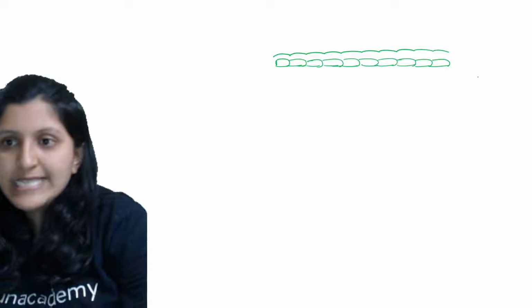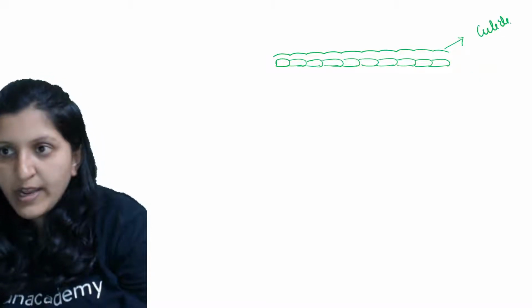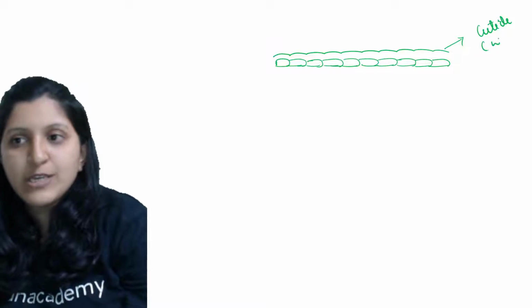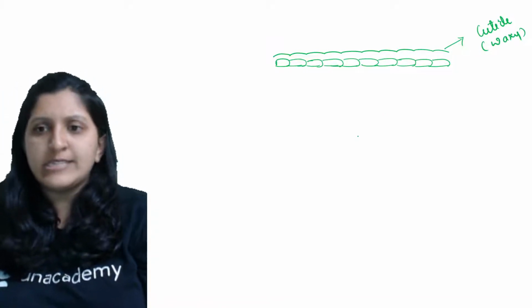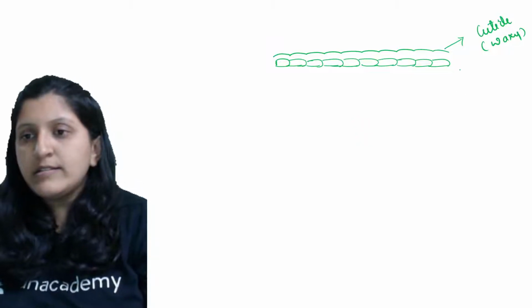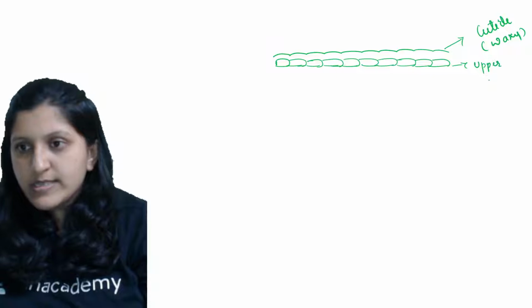Okay, so I'll just label this. So this one is what? This is the cuticle, which is just a waxy coating that you can find on the leaves, to prevent easy degradation. And this one is the upper epidermis. Okay, so this is the upper epidermis.